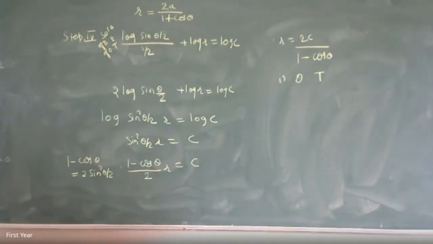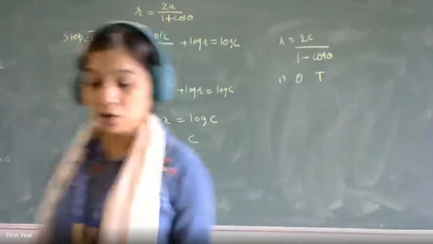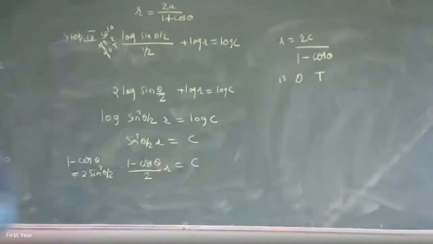Take one example for homework quickly. And on Saturday I am going to check your notebooks randomly, so please keep them ready. Write down: find the orthogonal trajectory of r square is equal to a square cos 2 theta.